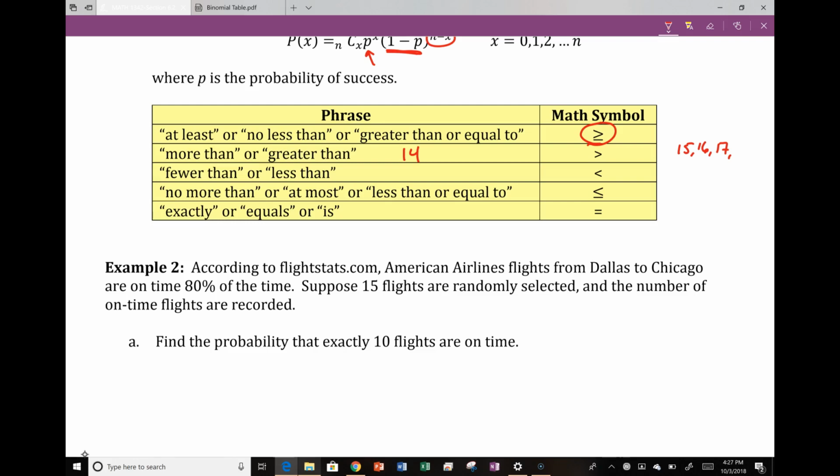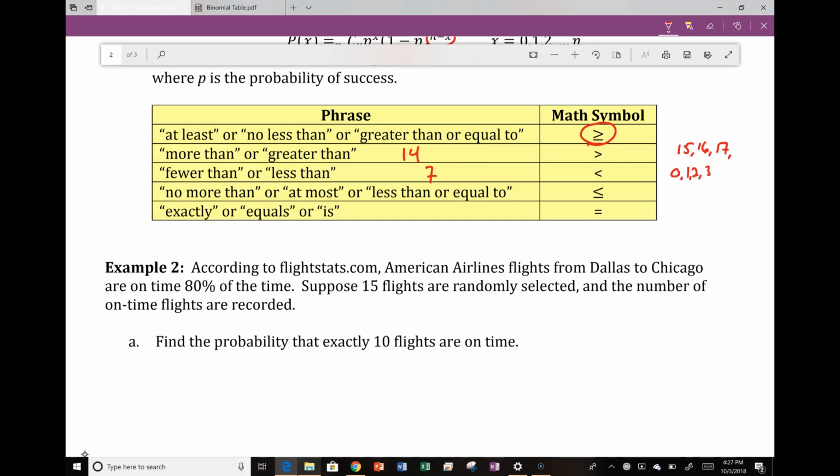Fewer than or less than, so if we say less than 7, well, numbers less than 7 include 0, 1, 2, 3, 4, 5, and 6. We're strictly using the less than symbol.